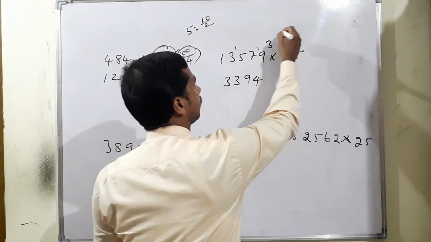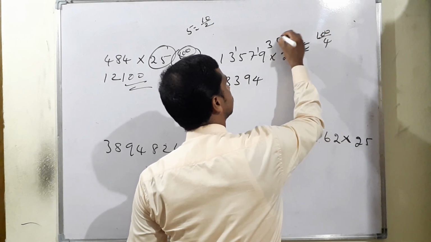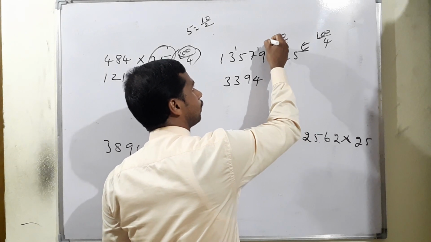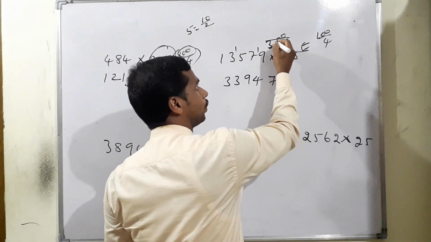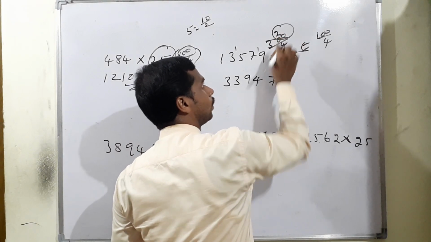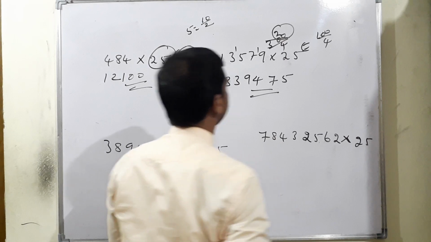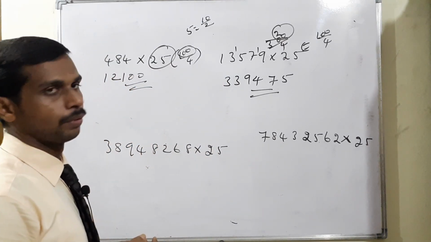3 balance. Already we know the meaning of 25 is 100 by 4. Therefore just add 0. 300 divided by 4, so 75 comes: 7 4s are 28, now 28 means carry 2, then 20 balance. So 20 divided by 4 we can write 5. This is your answer: 13579 into 25 is equal to 339475.